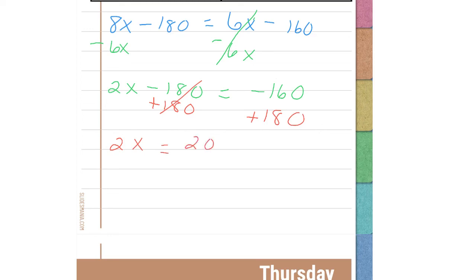And then I have 2 times x is equal to 20. Well, I want to get rid of that 2 on the left side so that I can get my x by itself. So I'm going to go ahead and divide because they're multiplying, right? We're doing that operation. 2 divided by 2 reduces to 1, and I'm left with x is equal to 10.